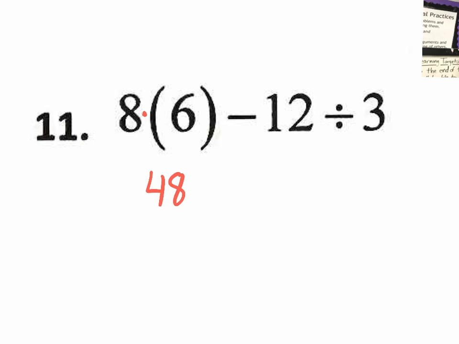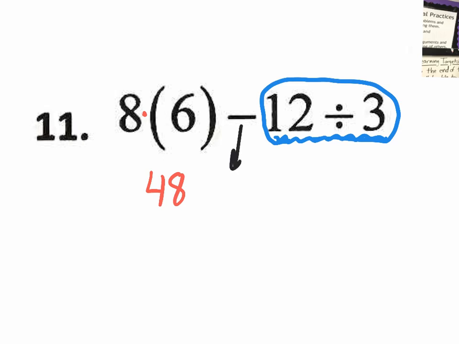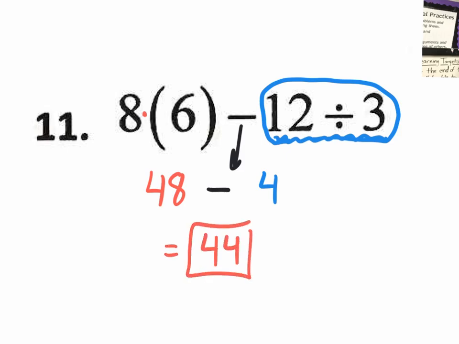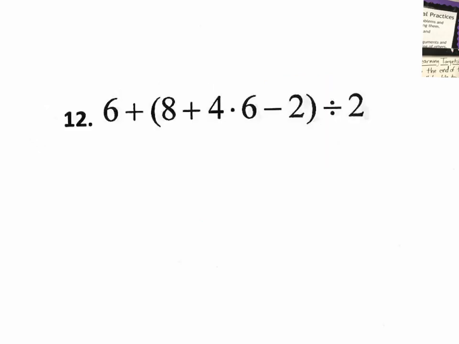So I might as well do the division as well. What's 12 divided by 3? Now, if I do this 12 divided by 3 and don't include that minus sign, then you better drop that minus sign right here. And 12 divided by 3 is 4. So we really have this new problem right here, 48 minus 4. And 48, take away 4, that is 44. Final answer. Moving on to number 12.